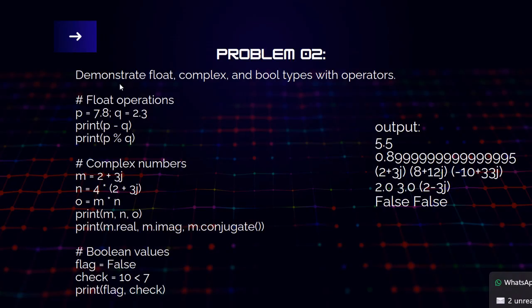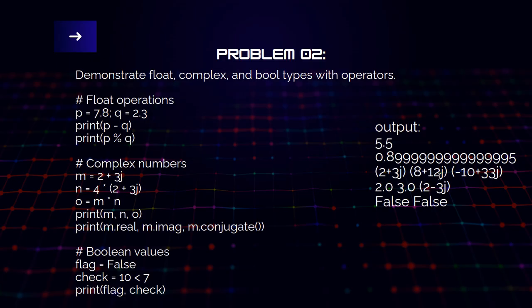Problem number 2. To demonstrate the use of float, complex, and bool types with operators. P is equal to 7.8, Q is equal to 2.3, and here we have separated these two by a semicolon. Print P minus Q, means 7.8 minus 2.3, will give the output 5.5. Print P modulus Q, it will give the remainder, which is 0.8999.